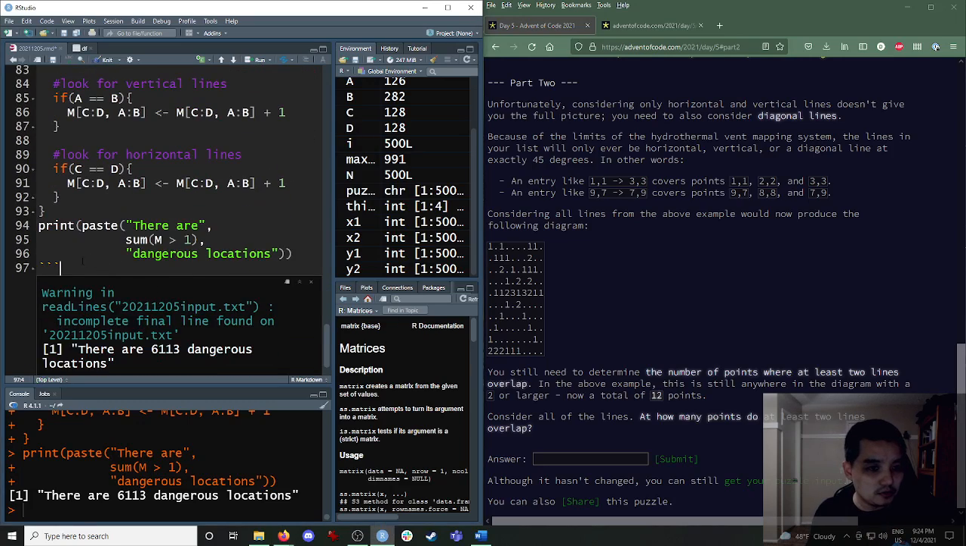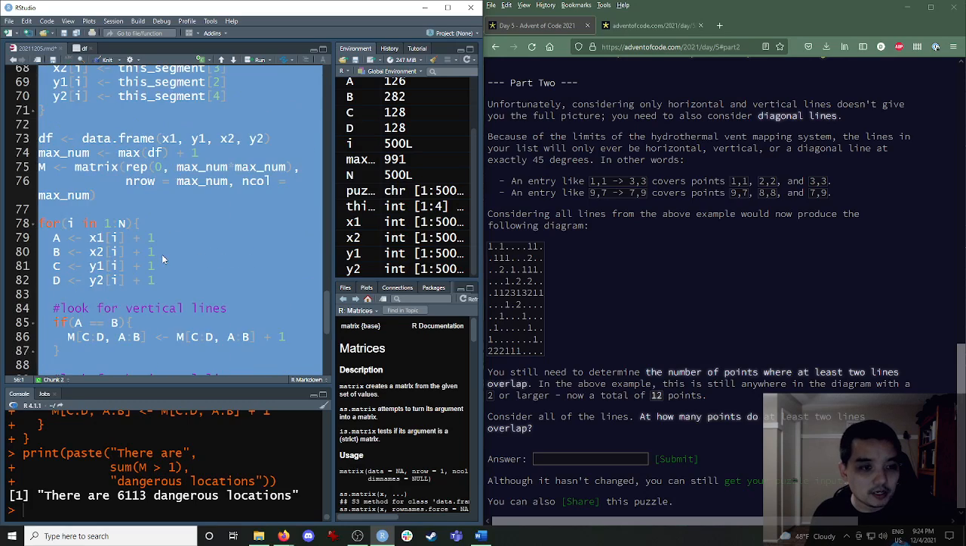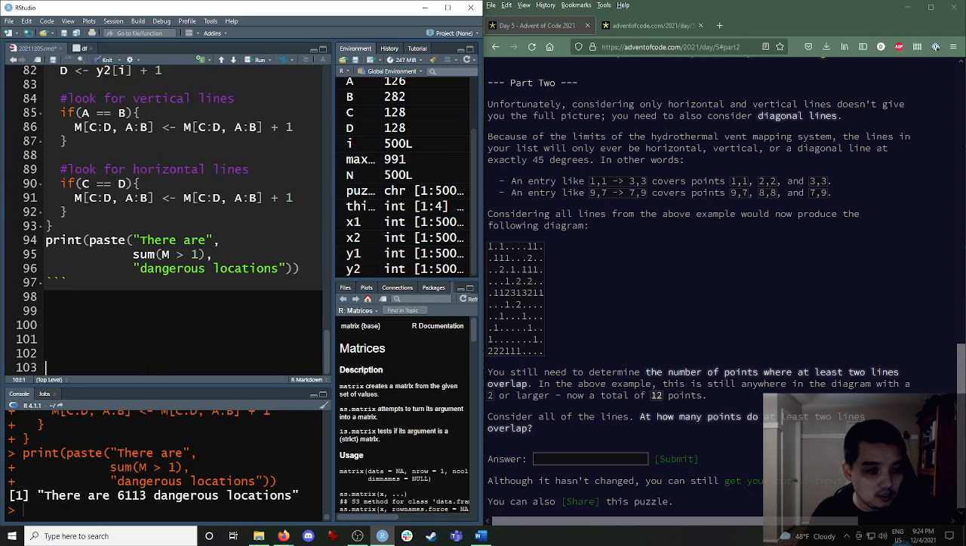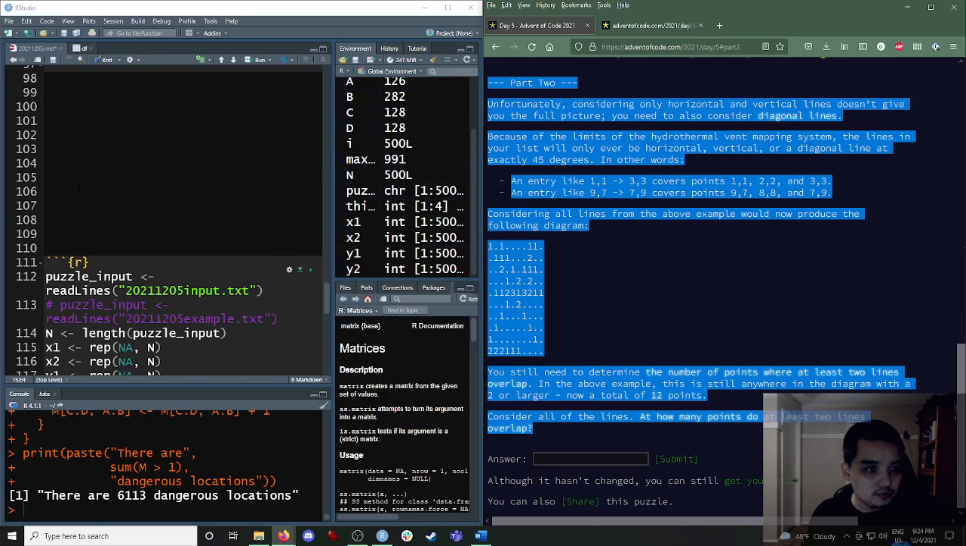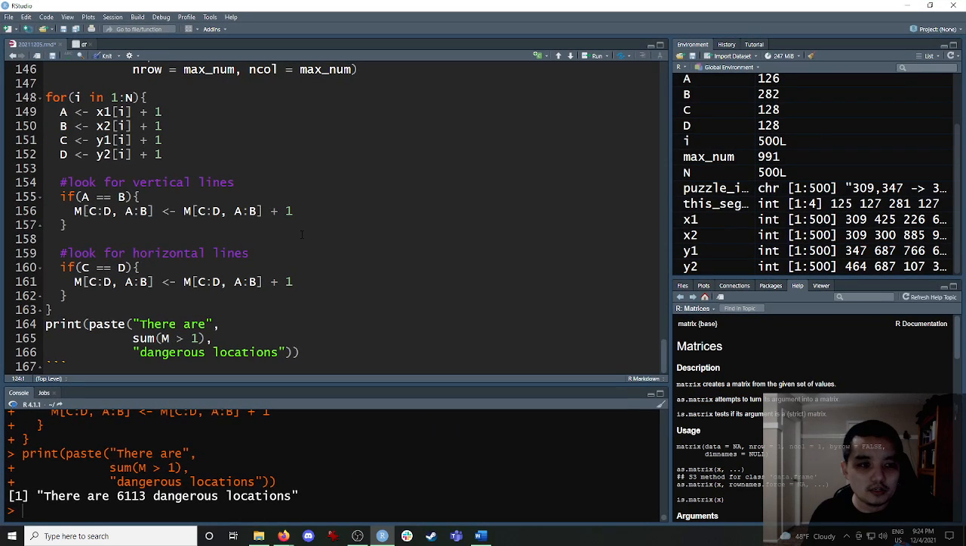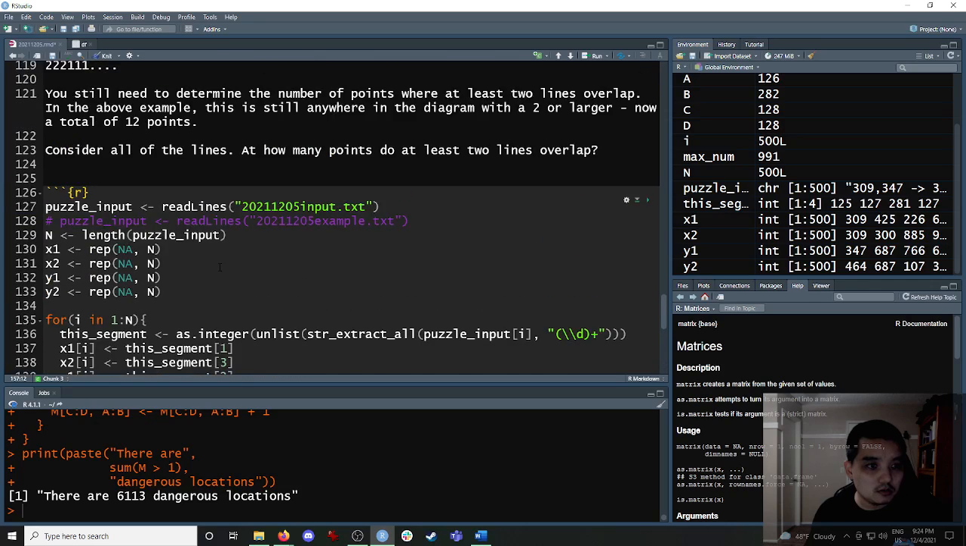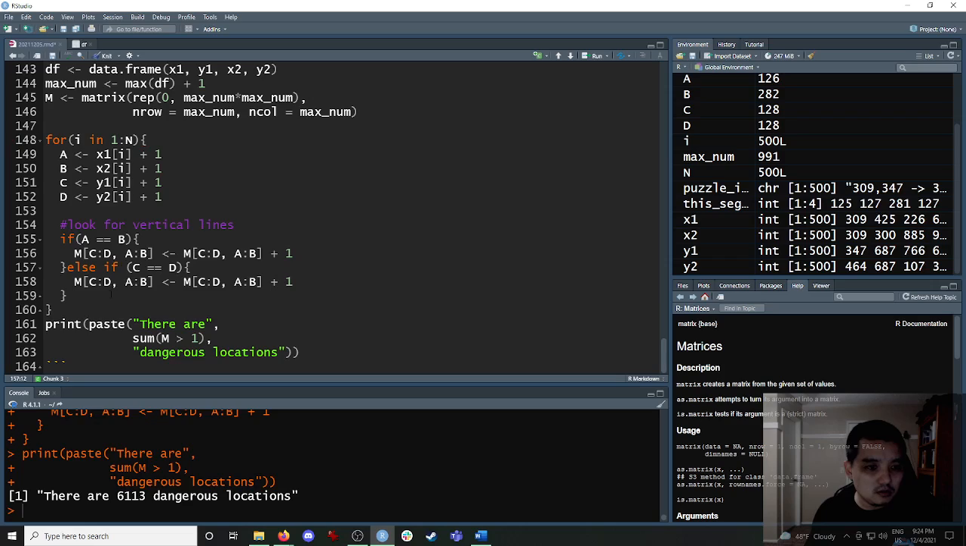Okay. So now, I think this is not too bad. Hopefully, I understood all that. So the issue is going to be our conditional. We looked for vertical lines. We looked for horizontal lines. Like so. Otherwise, this will now be a search for diagonal lines.